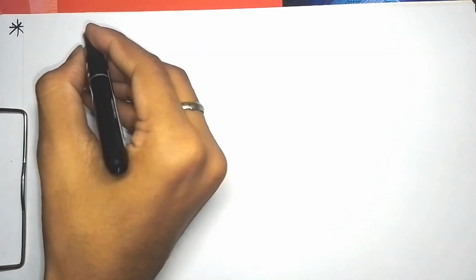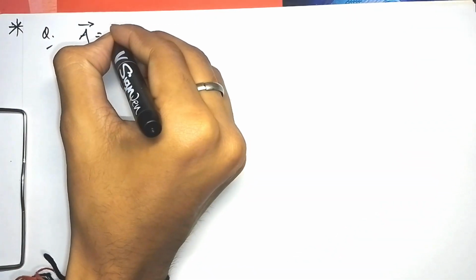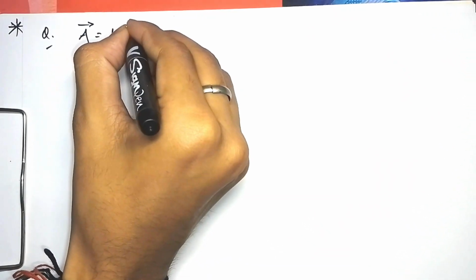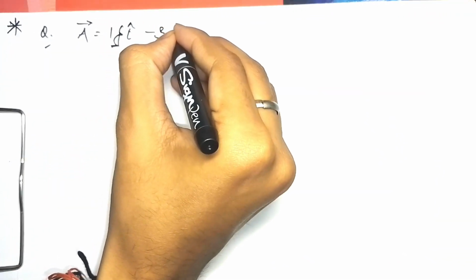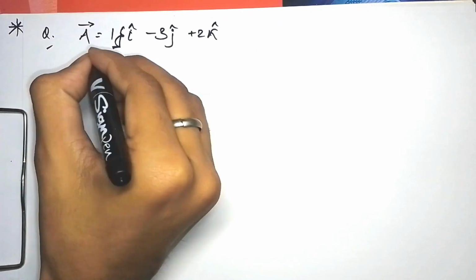So if we have to do addition of vectors, suppose you are given two vectors. Here a vector is a vector which is 1 i cap minus 3 j cap plus 2 k cap, and here we have one more vector, b vector.